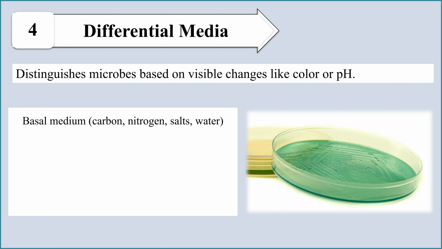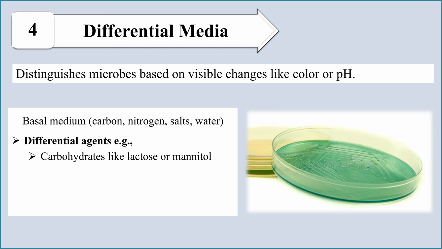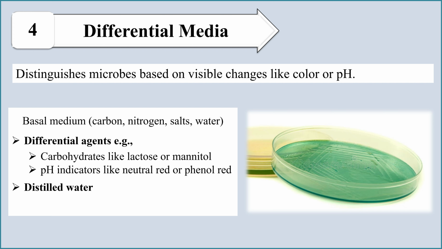This media contains basal media that has carbon, nitrogen, salts and water in it, and the differential agents are carbohydrates like lactose or mannitol, sometimes pH indicators like neutral red or phenol red, and distilled water and agar for the solid medium.